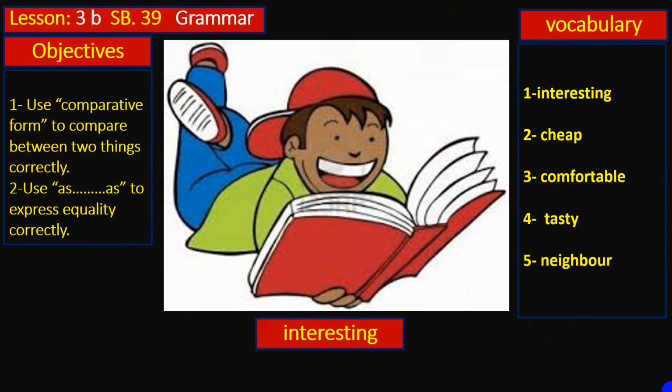Have a look at this picture. What is he doing? That's right, he is reading. What about his facial expression? What do you think about this one? Is he happy? Yeah, he is happy. That means the book is interesting. That's why he is happy. So, interesting. I want you just to write these vocabulary words in your notebook and write them in sentences.